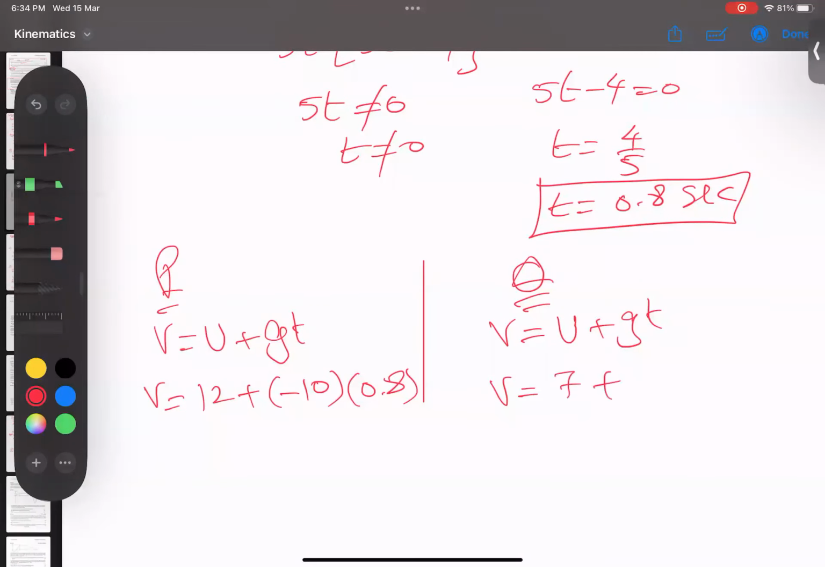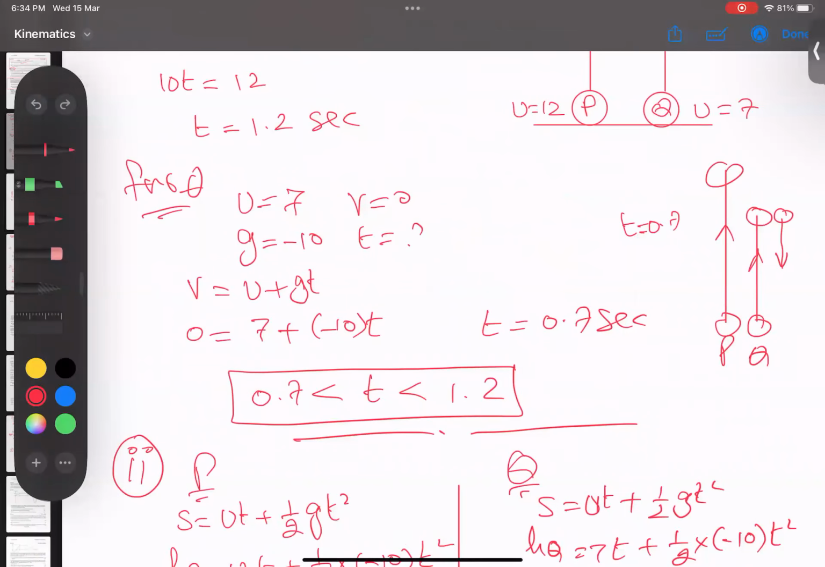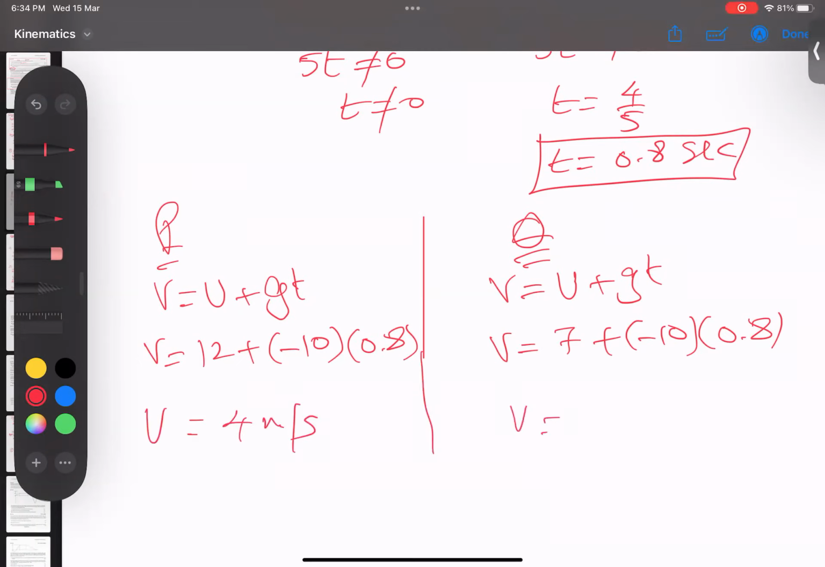You know what is the logic behind? You'll come to know, inshallah. And let me check, starting speed is 7 and 12. 7 and 12. Starting speed 7 and starting 12. And here answer is coming what? Let me calculate. So 12 minus 8. I got 4 meter per second, and positive. Whereas the other answer is coming what? 7 minus 8. It becomes negative 1.